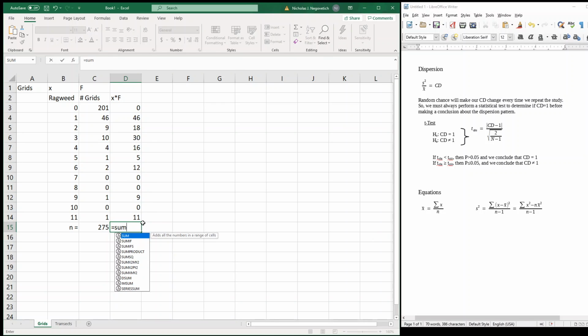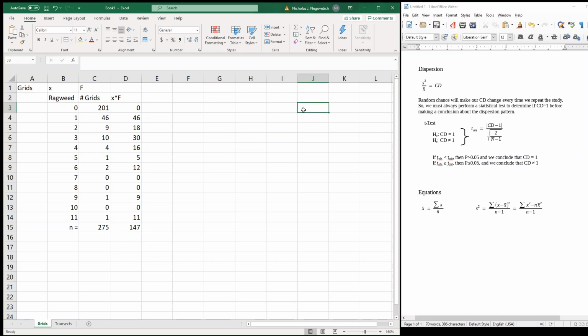So we can take the sum of this column now, D3 to D14, and that gives us 147. So this is the sum of the x's. So what's our average? Our average is going to be this value divided by this value. That is the sum of our x's divided by n, and we get 0.53455.